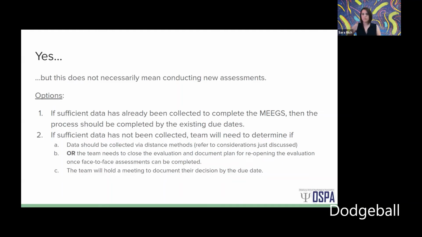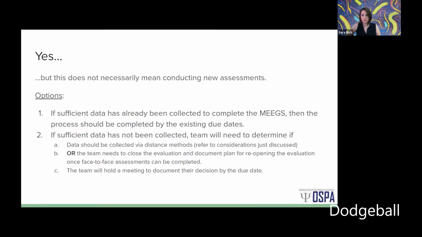So again, you're going to hear a theme from me, but at this time, the federal guidelines still stand regarding completing assessments. So all open consents need to be completed. However, you have several options there. If you have sufficient data to make a determination, then it's recommended that you go ahead and complete that MEG as you would normally, but through a virtual meeting process.